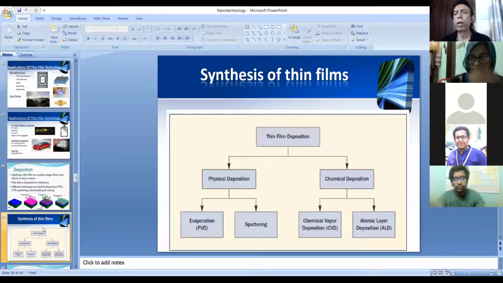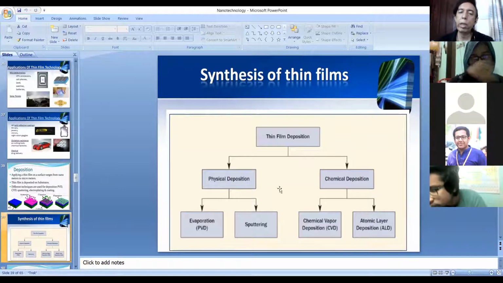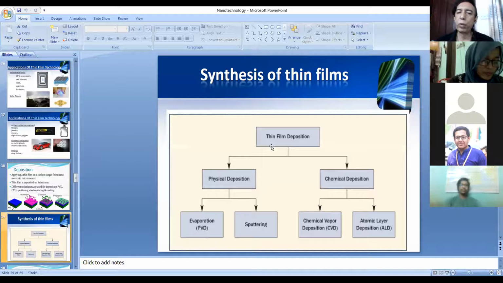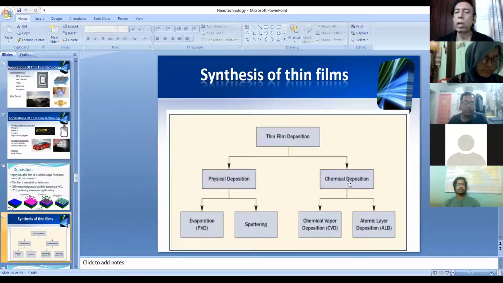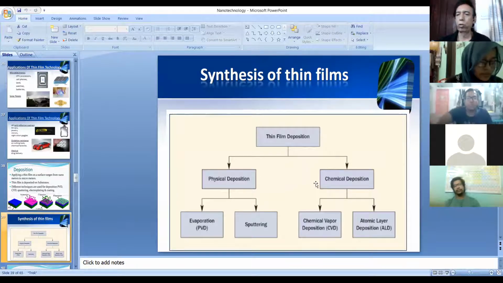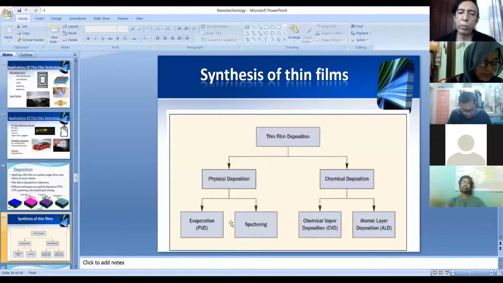Now, synthesis of thin film, that means how can you prepare the thin film, or how can you deposit the thin film actually. This thin film deposition is of two types. One is physical deposition, that means in a physical way, and another one is chemical deposition, that means in a chemical way. Physical deposition again is of two types: evaporation and sputtering. The chemical deposition is chemical vapor deposition and atomic layer deposition. We will see all of them one by one.